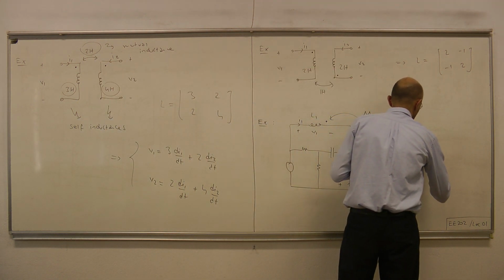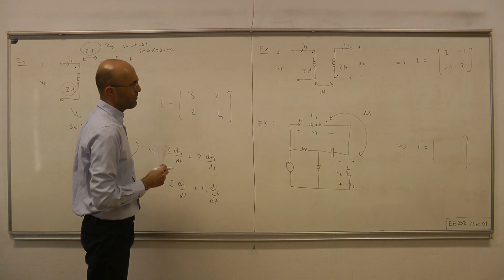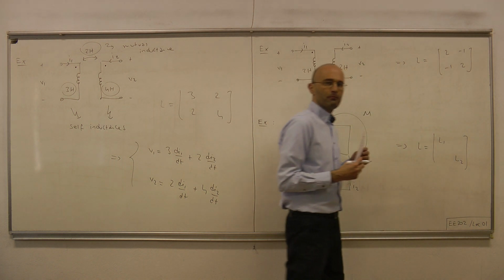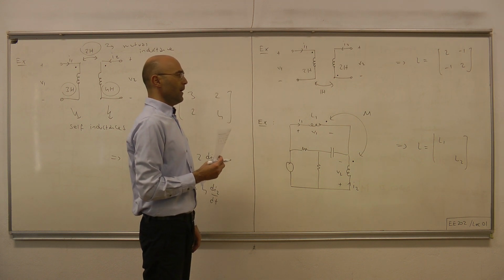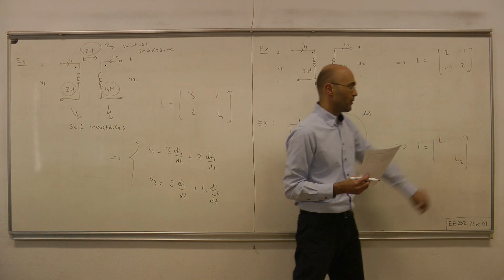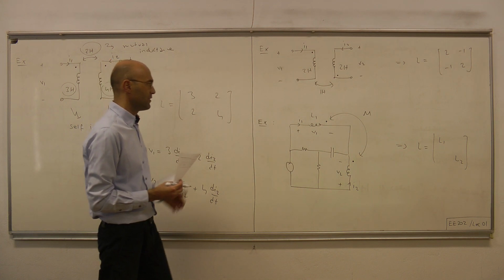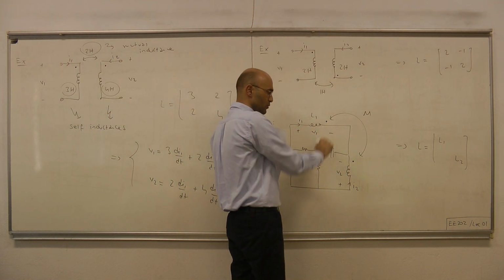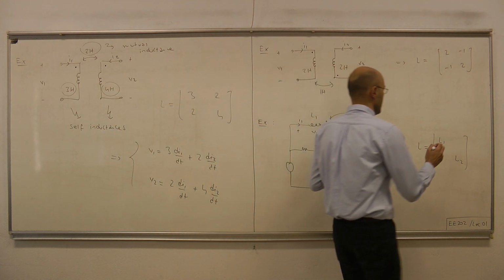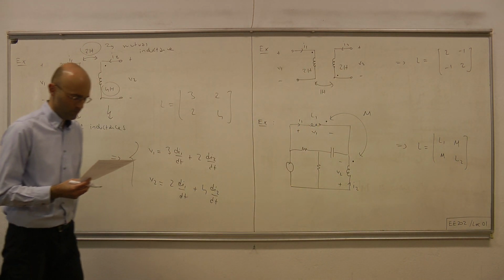So for this pair of coupled inductors, we have the following inductance matrix: L1, L2. The self-inductances appear in the diagonal, and here we have either plus or minus N's. Whether it's plus or minus, we will determine by looking at the dots. I1 is entering from the dotted terminal. I2 is also entering from the dotted terminal. Therefore, we have to have plus N's here. Okay, so it's very simple.